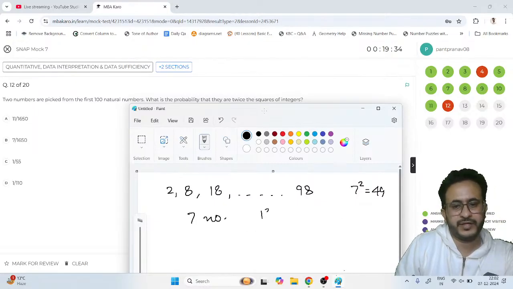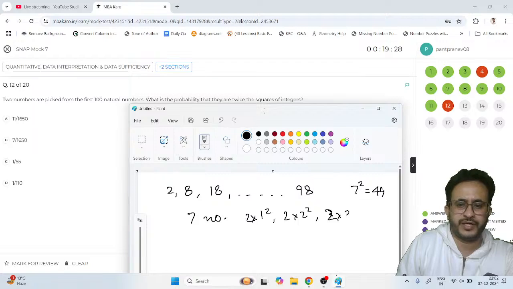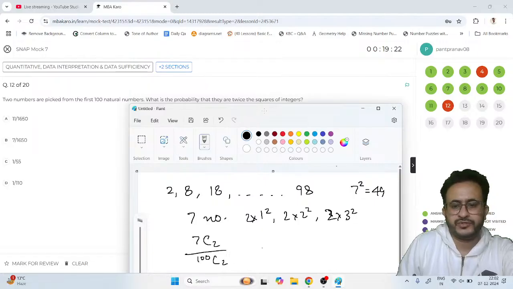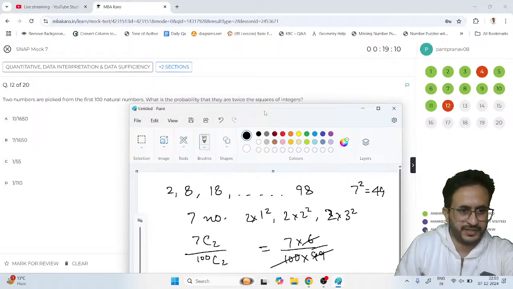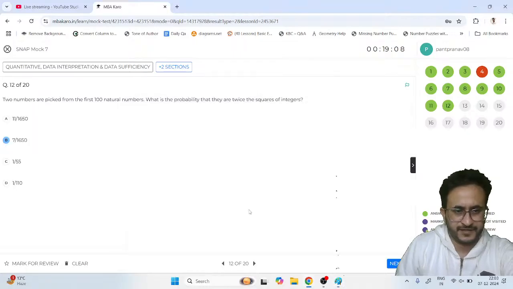Okay, so 1 square into 2, 2 square into 2, 3 square into 2, and so on till 7 square into 2. So we have 7 numbers. So 7C2 upon 100C2. So 7 into 6 by 2, and 100 into 99 by 2. So that will be 1650. That is the only option.